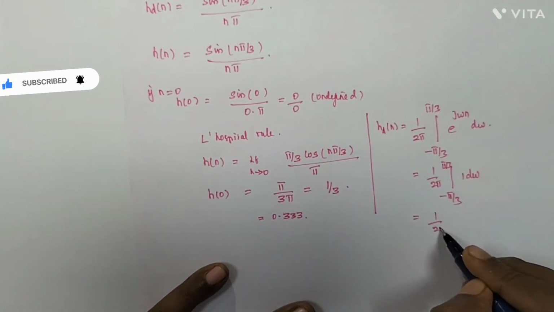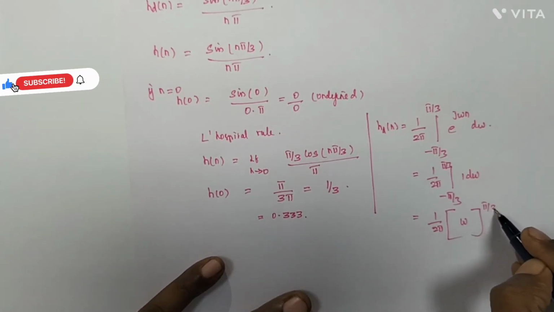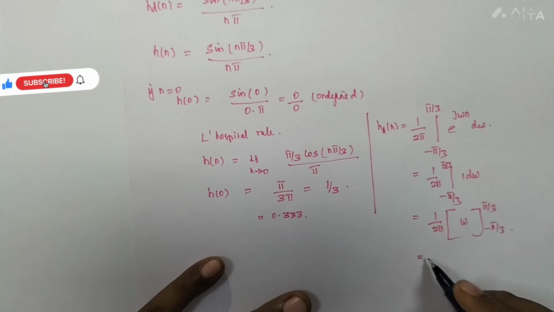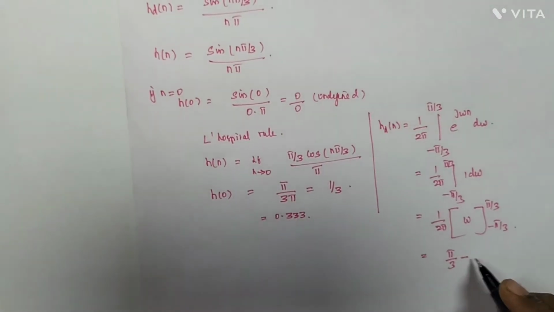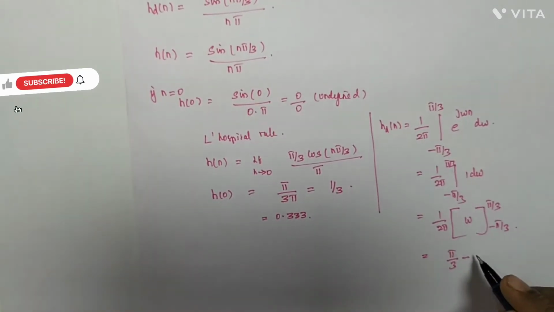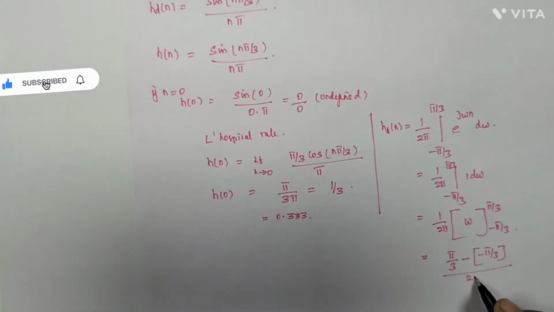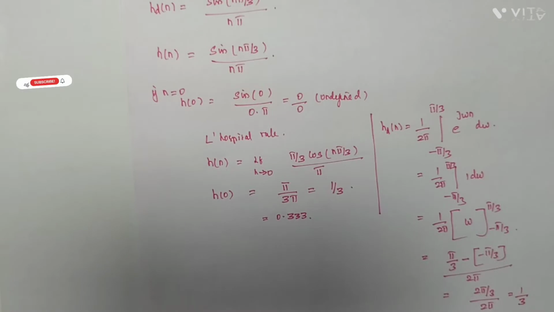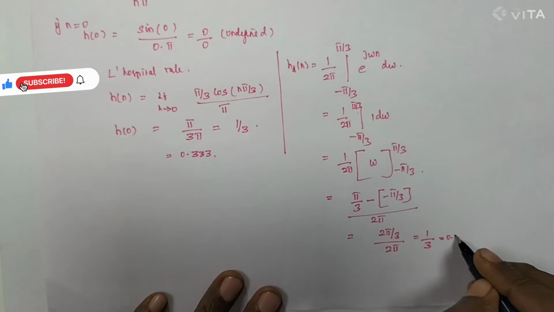So 1 by 2 pi, integration of 1 is omega, from minus pi by 3 to pi by 3, applying the upper limit minus the lower limit, divided by 2 pi, which is equal to 2 pi by 3 divided by 2 pi, and this value is equal to 1 by 3, which is equal to 0.333.